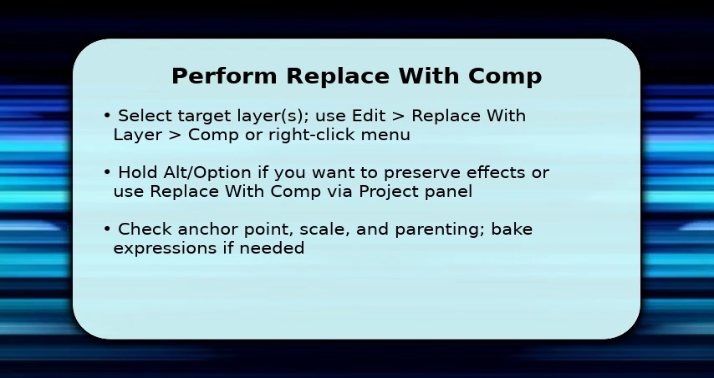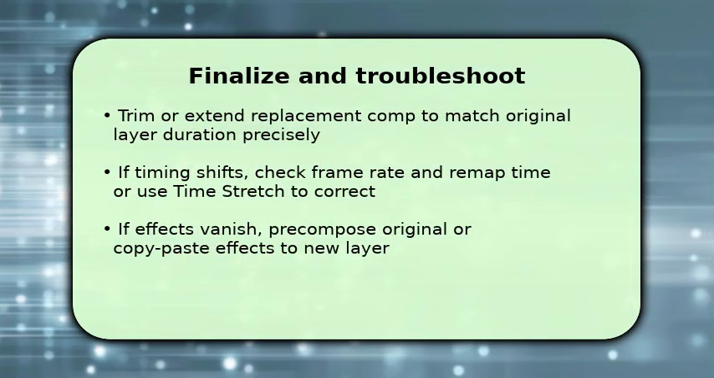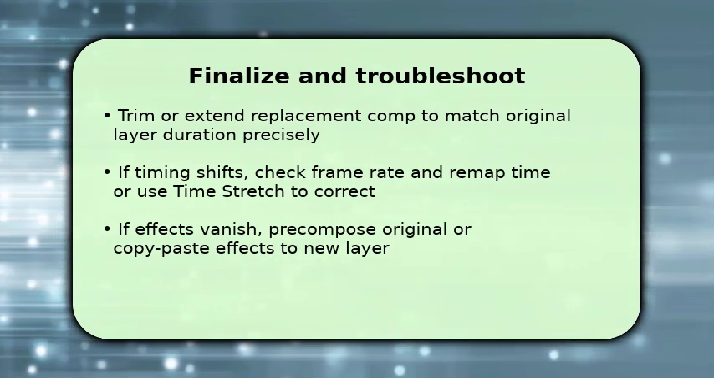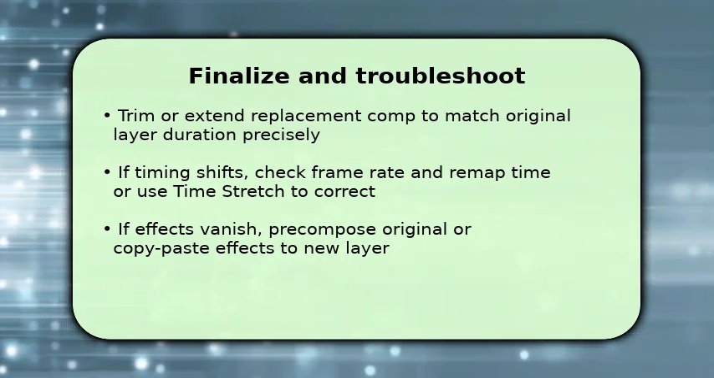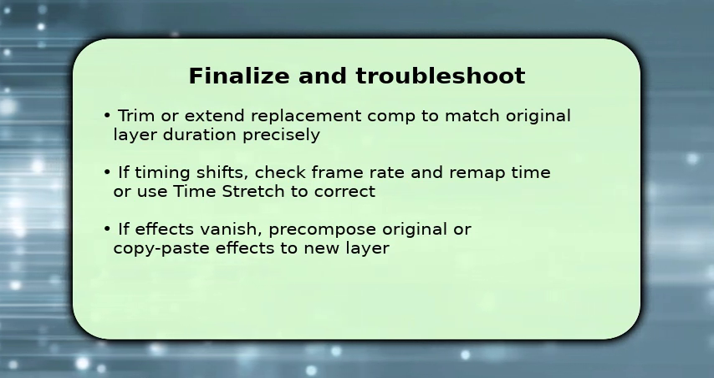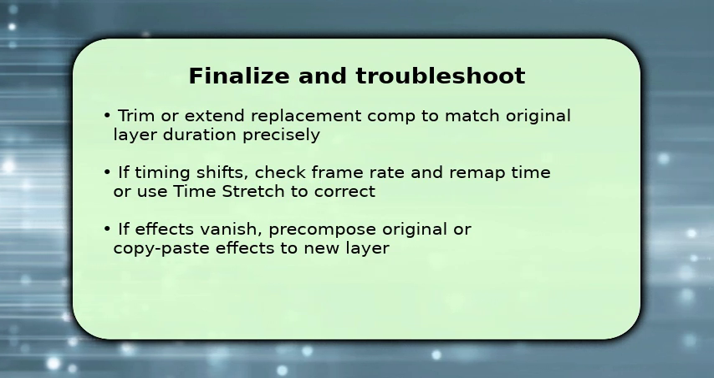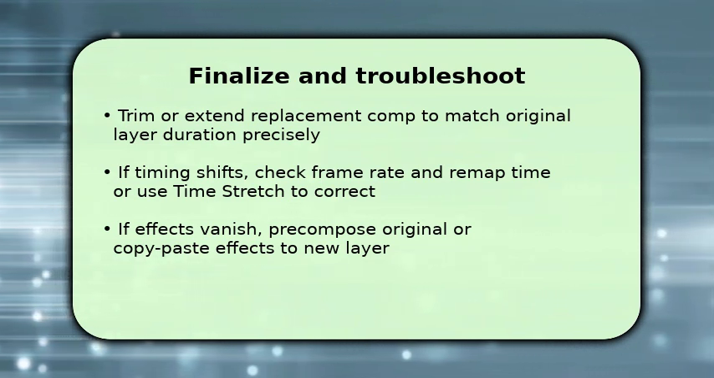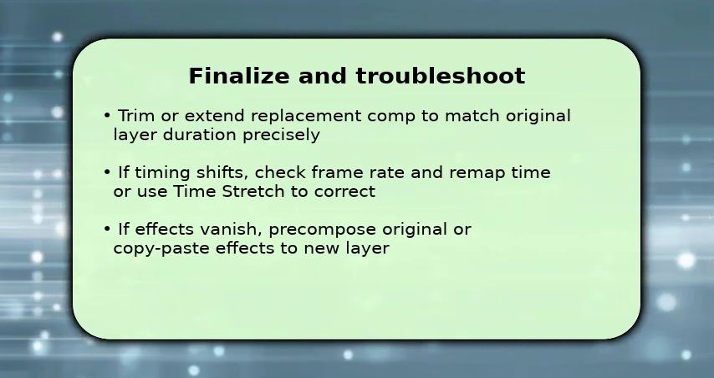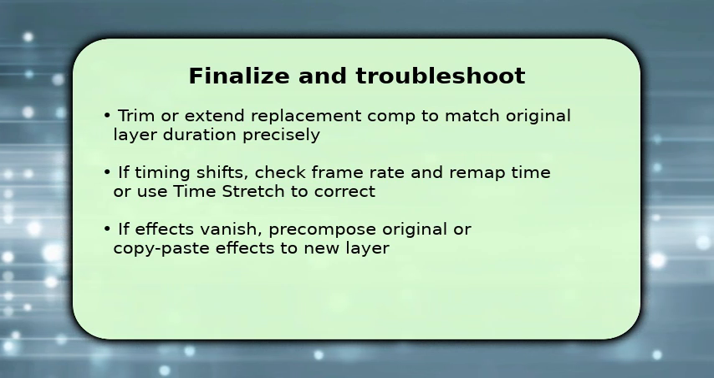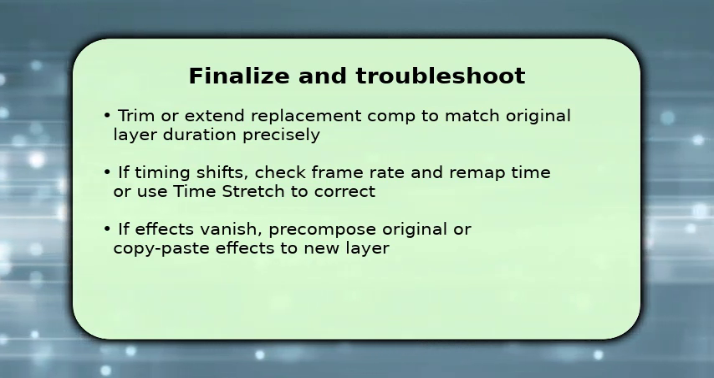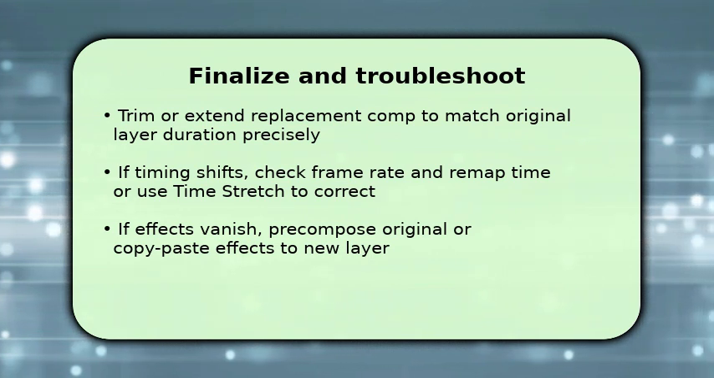Finish by aligning durations and relinking any masks or mats. You may need to trim the replacement comp or enable time remapping to maintain sync. Once done, review motion blur, parenting, and layer order because those often change perception even when the comp swap is correct. If something goes wrong, first verify frame rate and composition start times. Then try pre-composing the replacement or copying effects manually. This method ensures you retain animation integrity and lets you fix issues quickly.